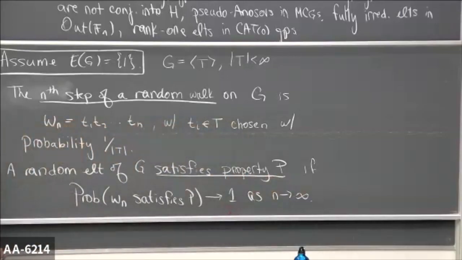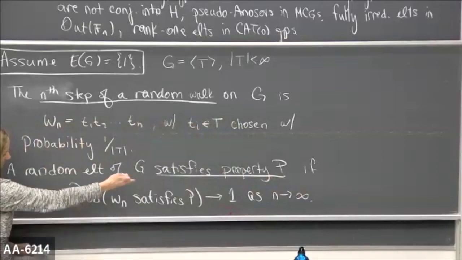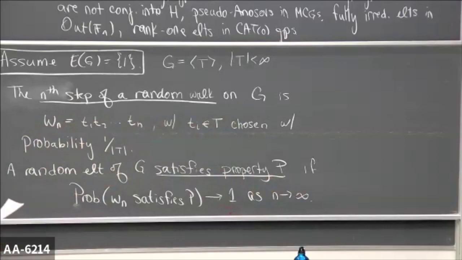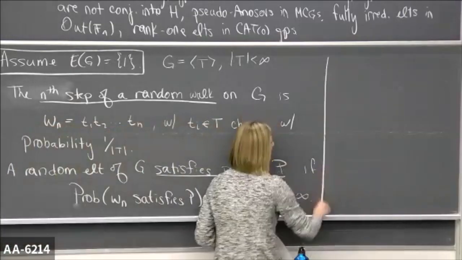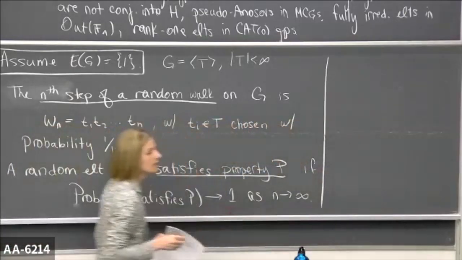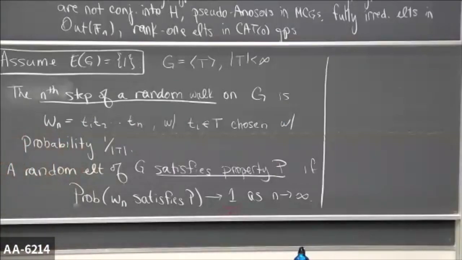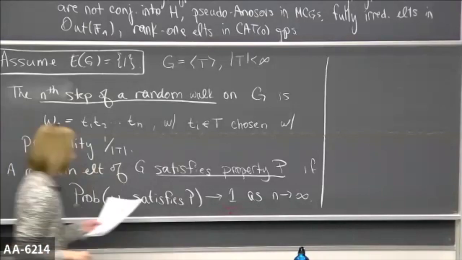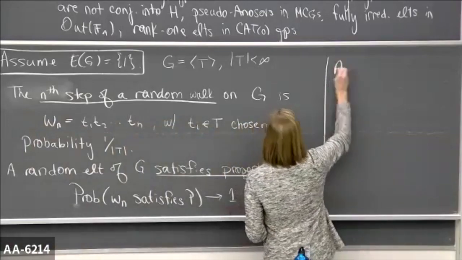So this is what it means for a random element to have a property, right? The more times you pull generators out of the bag, the longer your random word is, the more likely it's going to be that it satisfies whatever property you care about. Okay, yeah. Could you say it again? Yeah, so we'll assume that T is a symmetric generating set. Okay, and so this is one element.